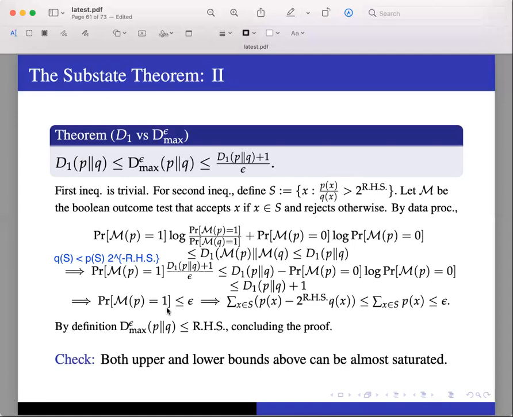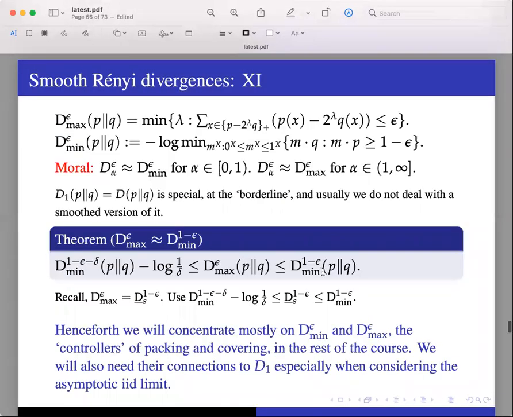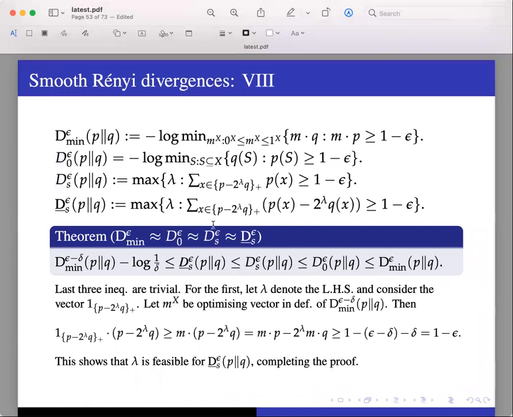It's not exactly your sort of Neyman Pearson acceptance rule. 2 to the RHS could be really large. Neyman Pearson is like the hypothesis test, and actually it is even closer to this quantity, D epsilon S. Neyman Pearson sets a threshold, and then I look at the subset where the ratio of probabilities is larger than the threshold, larger than 2 to the lambda. So Neyman Pearson is really this. But as I said, the best thing one can do for hypothesis testing is D epsilon H. Anyway, they're all related.